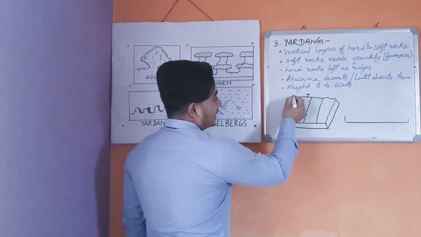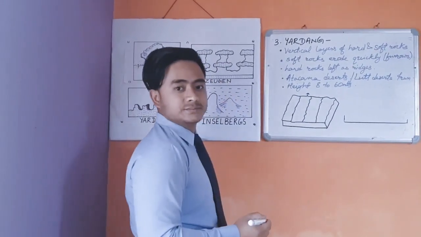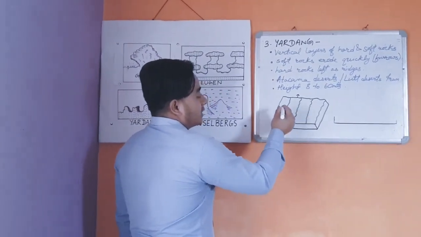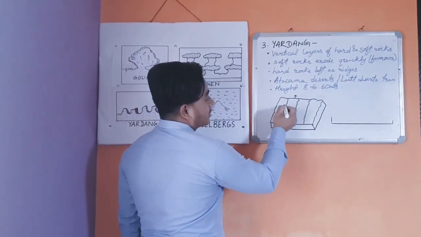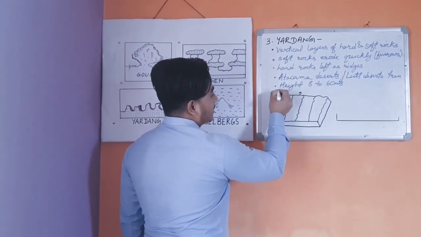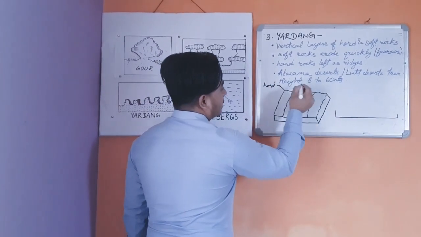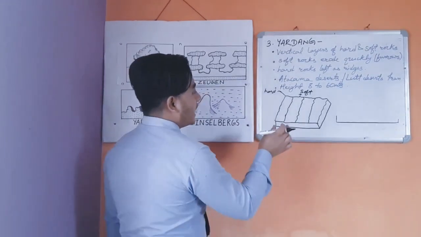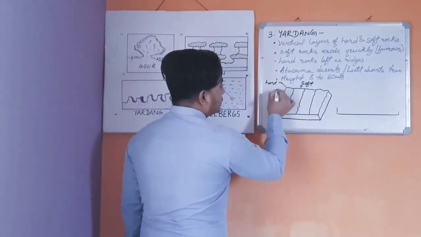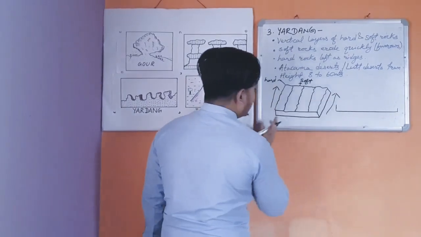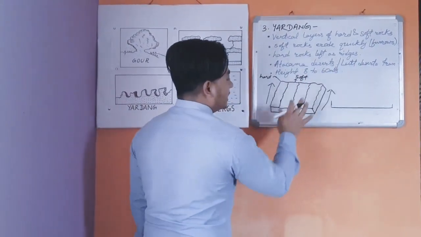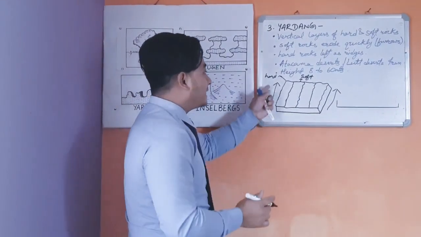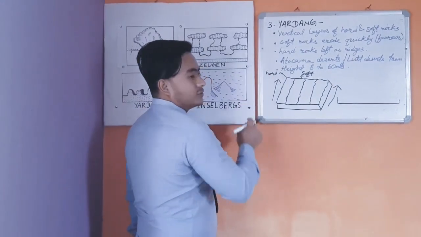For example, if this is the block of rock in the desert areas that is made up of hard rock and soft rock, for example, if this is hard rock and if this is soft rock, these beds of hard and soft rock lie parallel to the direction of the wind. If the wind is flowing from this direction or this direction, at that time the beds of the hard rock and the soft rock are lying parallel to the direction of the wind.